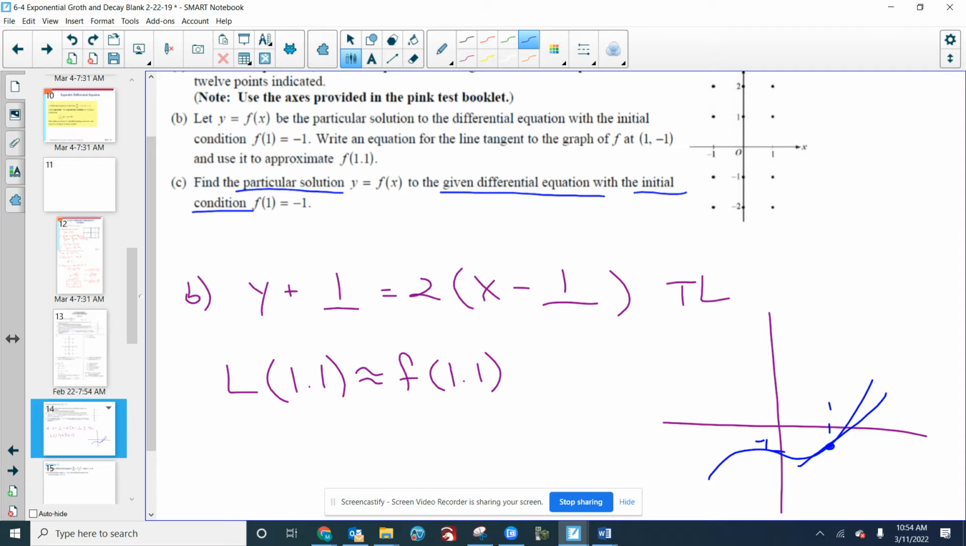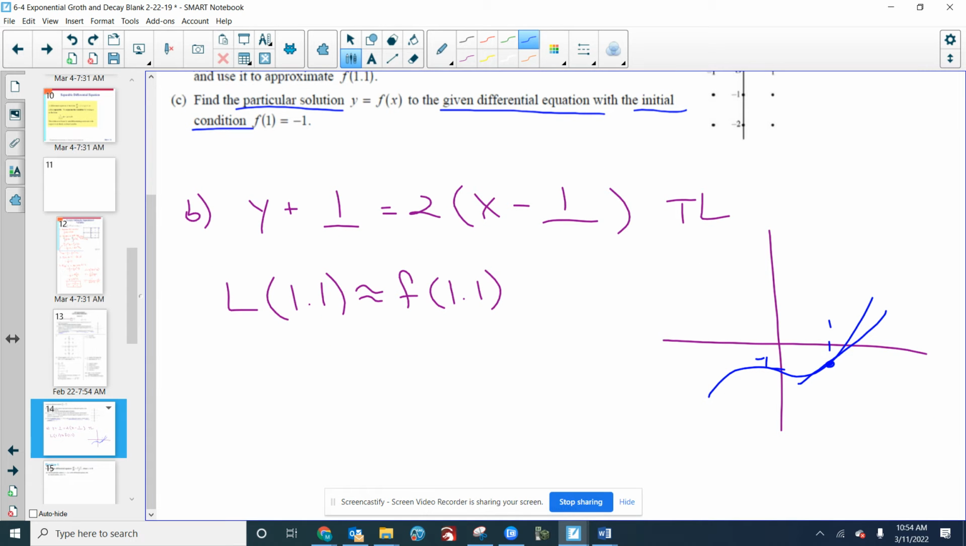1, -1. Ready, class? F of 1 is -1. Do you remember how we called this line L of x? Yes? What's L of 1? It's -1. Because guess what? That's the tangent line, and it has to touch the function at the same point, yes?